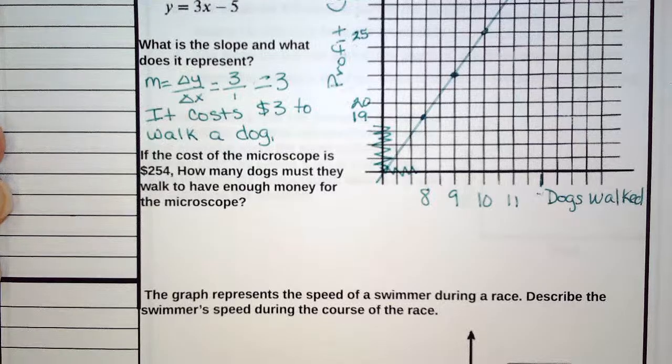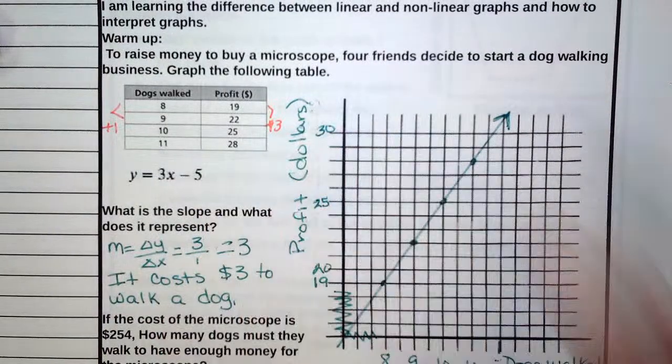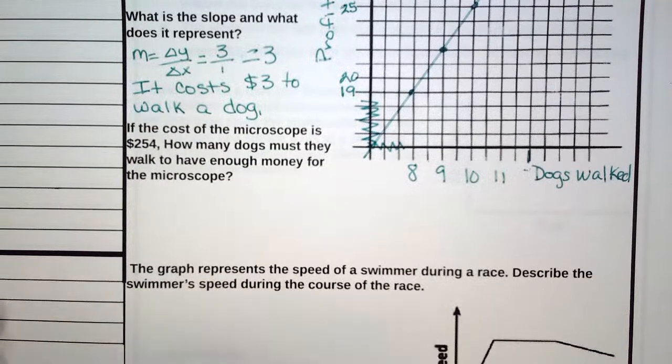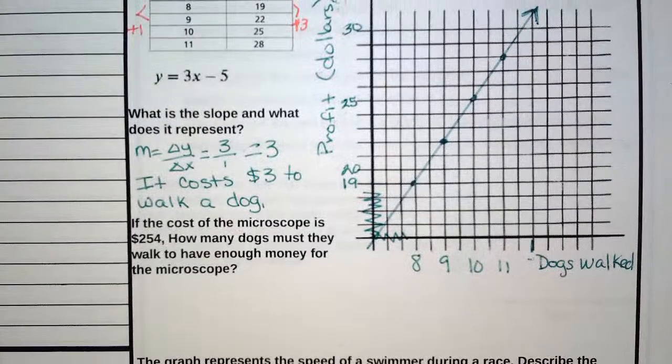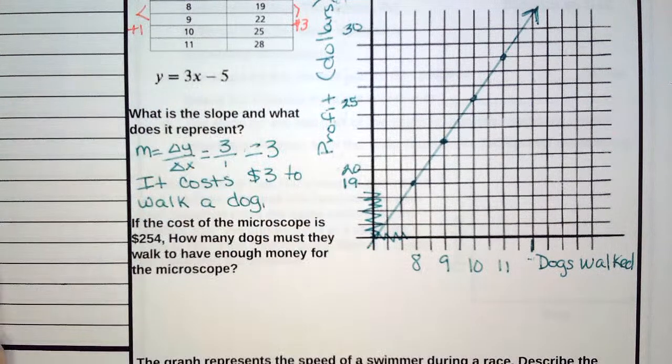Okay, now remember, they're trying to get that microscope. They want to buy that microscope, and there's 4 of them. But the cost of the microscope is $254. How many dogs must they walk to have enough money for the microscope? The equation for this graph is y equals 3x minus 5. So now what?